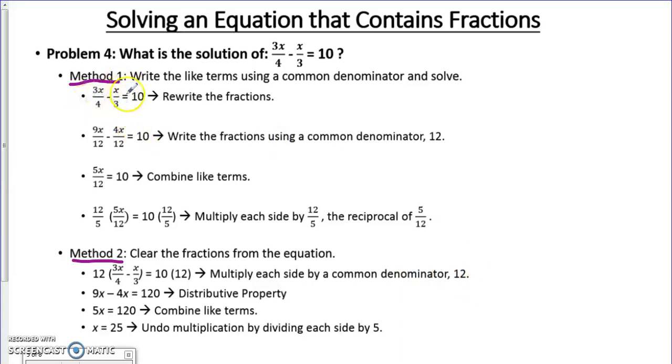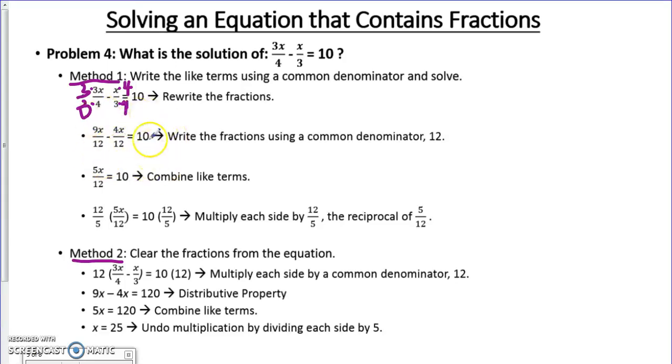Can we agree that the common denominator between 4 and 3 is 12? In order to rewrite 3x over 4 with the denominator of 12, we have to multiply both the numerator and the denominator by 3. That looks like a sloppy 3. So that's how you get 9x over 12. To get 3 to equal 12, we have to multiply by 4. So that means you multiply the numerator by 4.